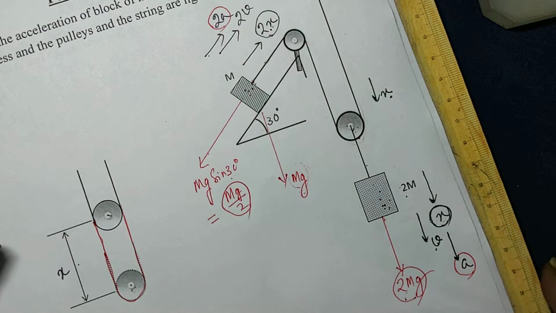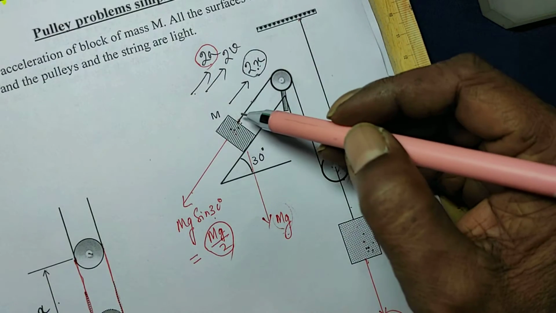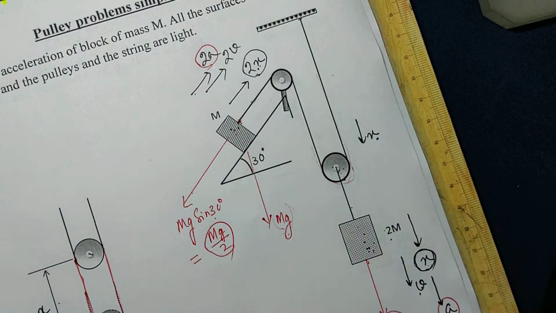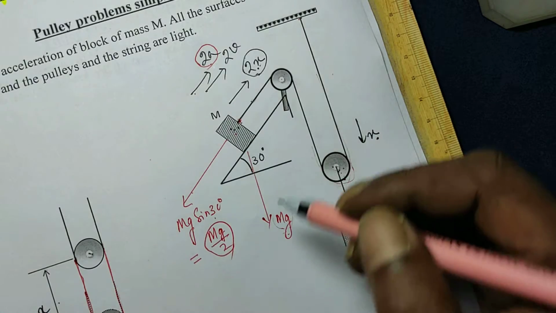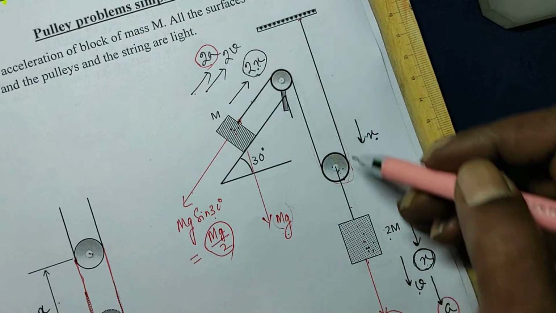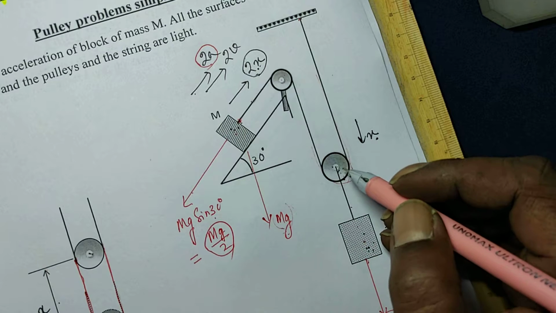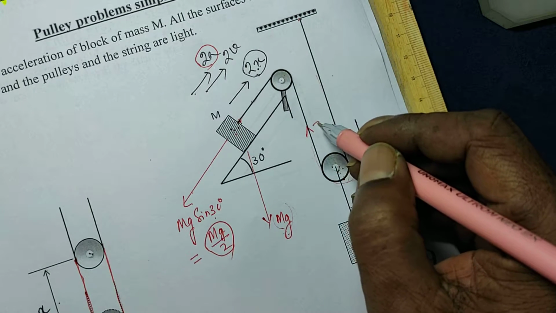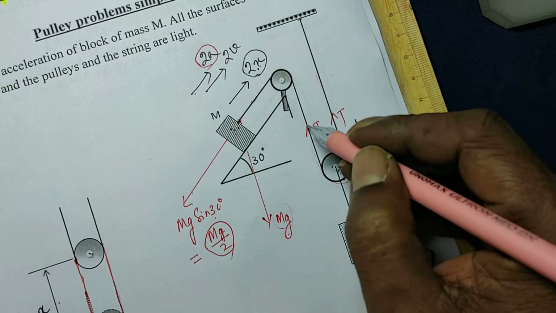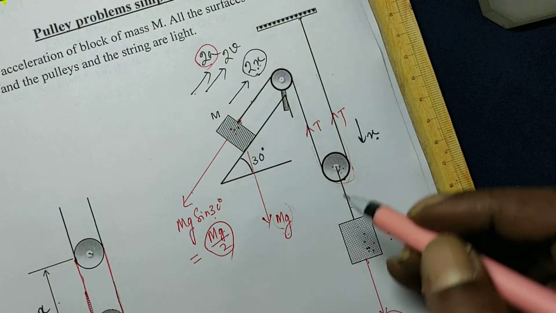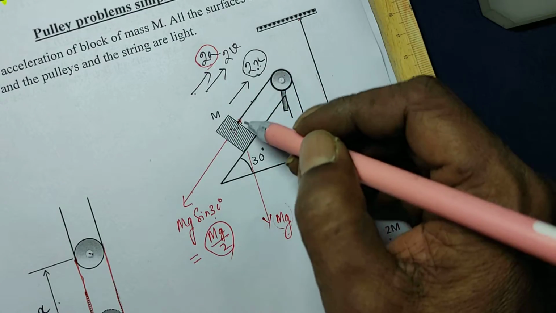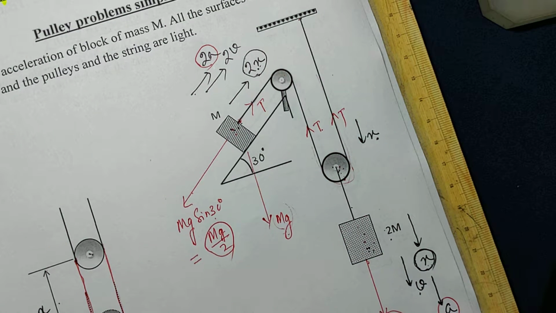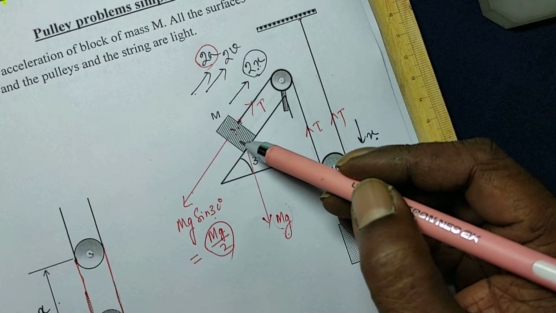Now, look at this string. It is the same string going over this pulley and this pulley. So the tension all throughout this string will be the same. If you consider this pulley, the tension will be away from it, let it be T, same tension T. Now, it is the same string, so for this mass, this tension will be to this side. So this mass is now subjected to 2 forces.